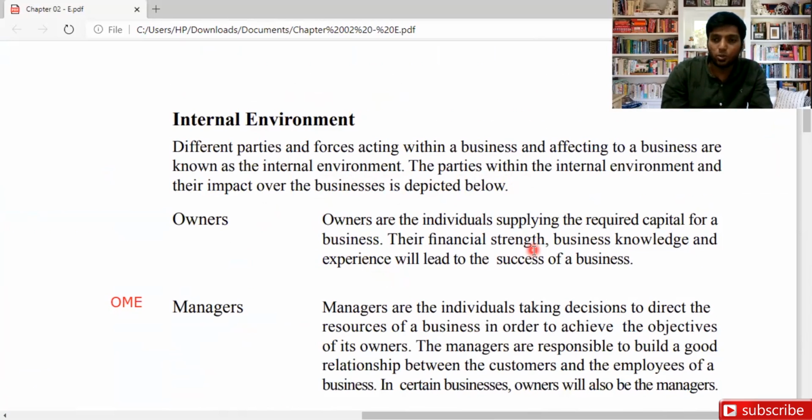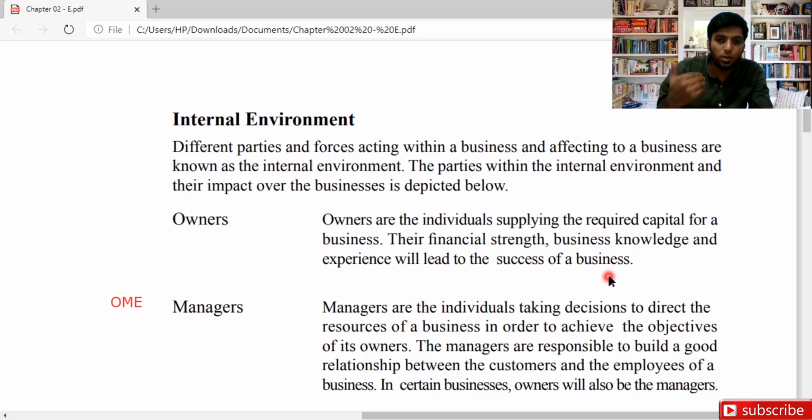So internal environment has owners. Who are these owners? Owners are the individuals supplying the required capital for a business, the financial strength. Business knowledge and experience will lead to the success of a business. So owners are the business owners, who have invested certain money in the business and expect a return on investment. They consider themselves a strength of the business and they will do the business properly. So they are in the control of the business itself. So of course owners become a part of internal environment.